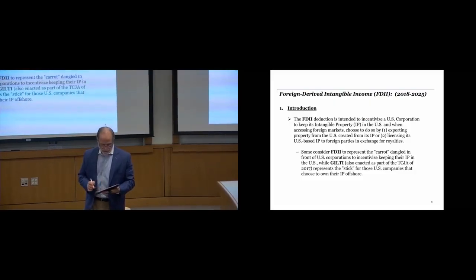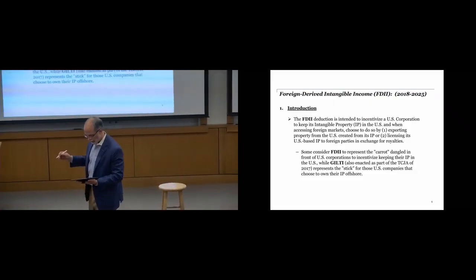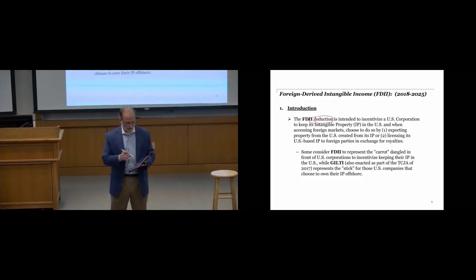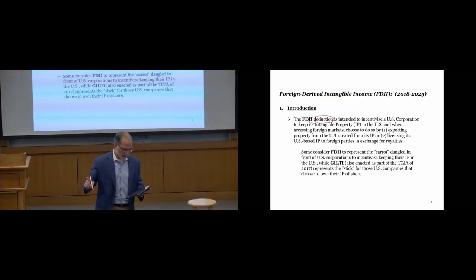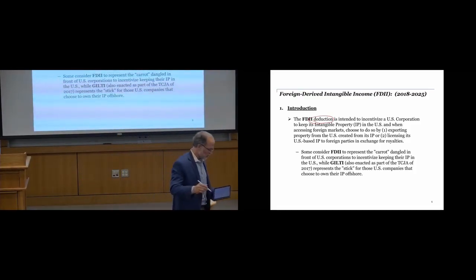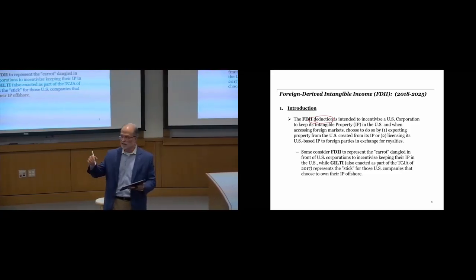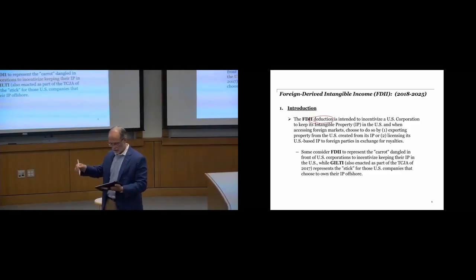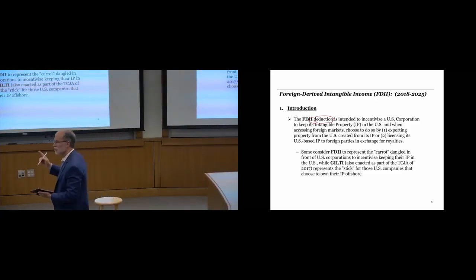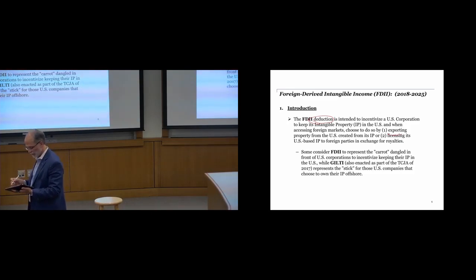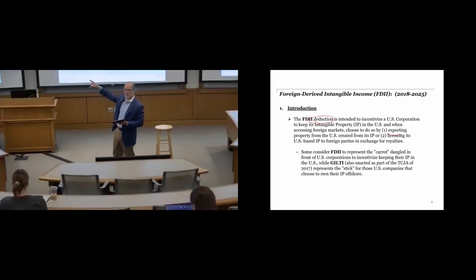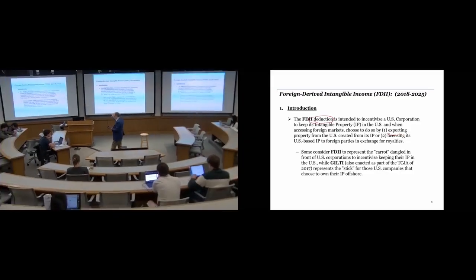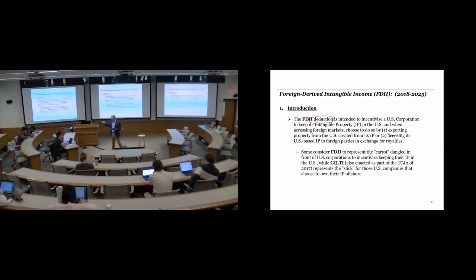Okay. So the FDII deduction, so it's a deduction, is intended to incentivize a U.S. corporation to keep its intellectual property in the United States, and when accessing foreign markets, choose to do so by exporting property from the US created by its IP, or licensing its US IP to foreign parties in exchange for royalties.